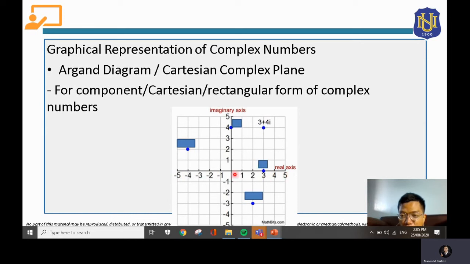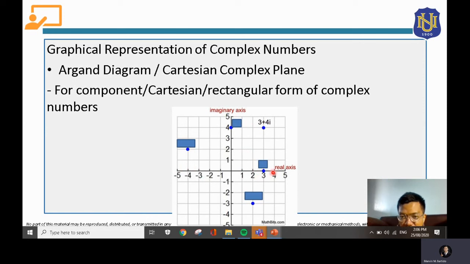Meanwhile, your y-axis will be your imaginary axis. This will be the axis where you are going to plot your imaginary part in the complex number. So let's say we have here the complex number 3 plus 4i. To graph this 3 plus 4i in this Argand diagram, the real part is 3. So you just have to plot that in the real axis.